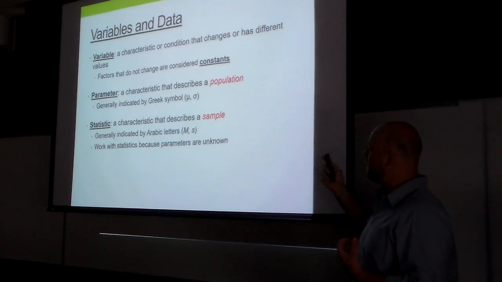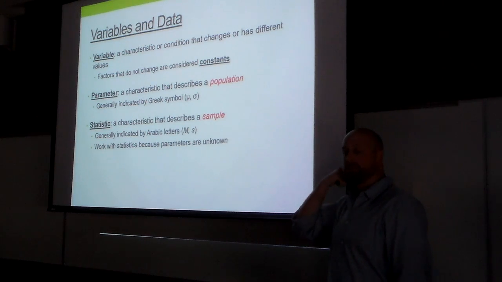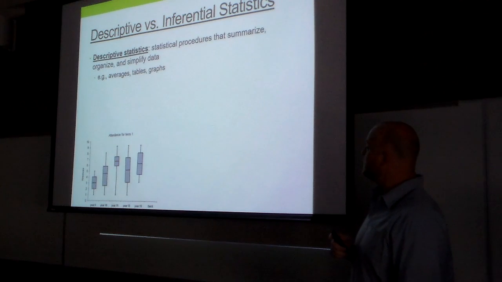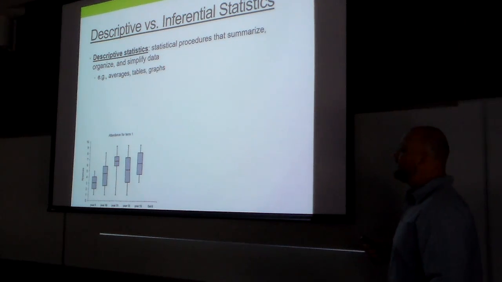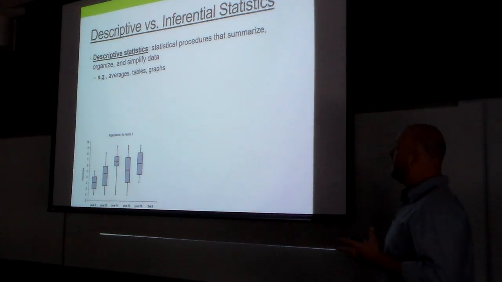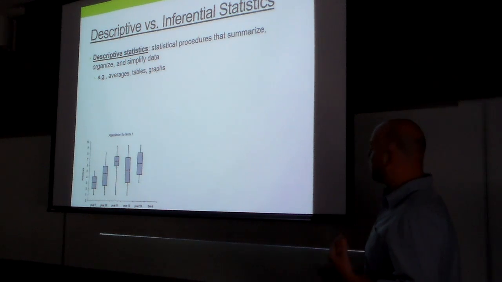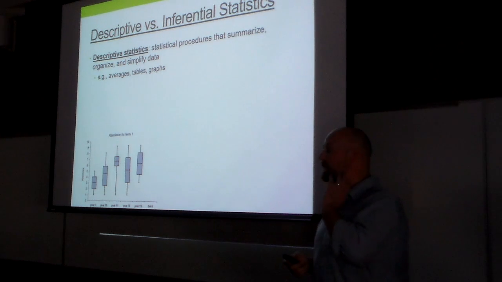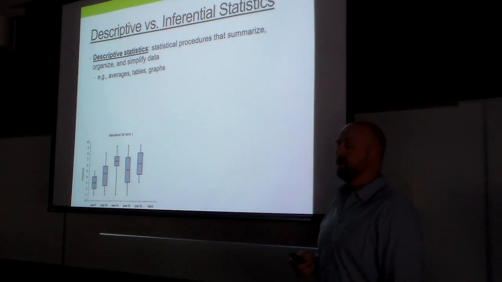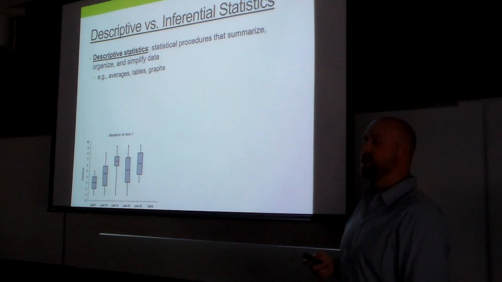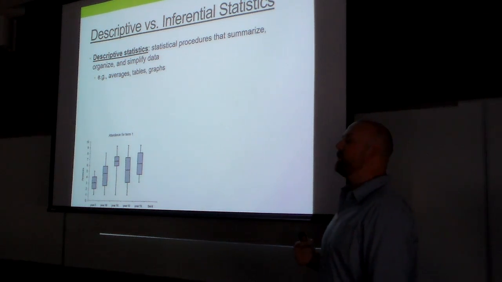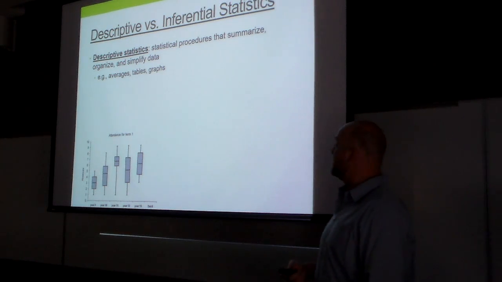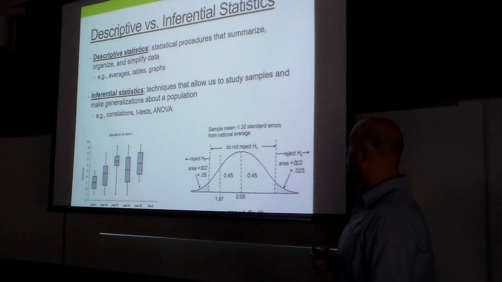All right. Questions on variables, parameters, statistics, things like that? Okay. Descriptive versus inferential statistics. Our descriptive statistics are summarizing and organizing data. We're looking at averages, tables, graphs. We've got a box and whisker plot here, underused in psychological research. You'll argue it's overused in this class, but I want you to think about graphically how we describe data in ways that make sense and are helpful.